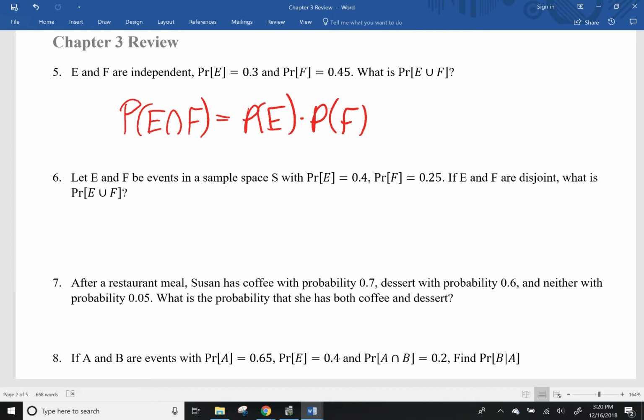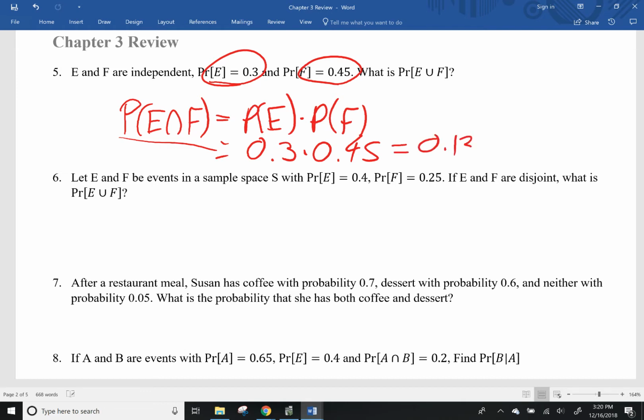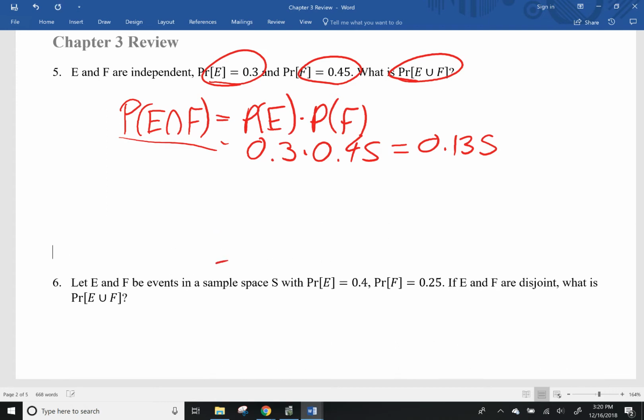The independent formula says that the intersection of E and F is simply the probability of E times the probability of F. I know the probability of E is 0.3, and the probability of F is 0.45. Multiplying those together gives me the intersection. 0.3 times 0.45 is 0.135. Now, that's not the answer, because that's the intersection. The question is asking me for the union. I have to still use another formula here to get my answer.